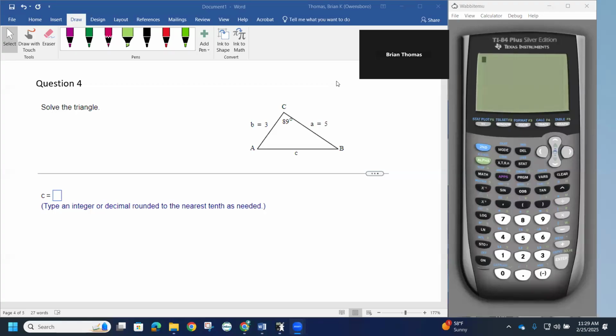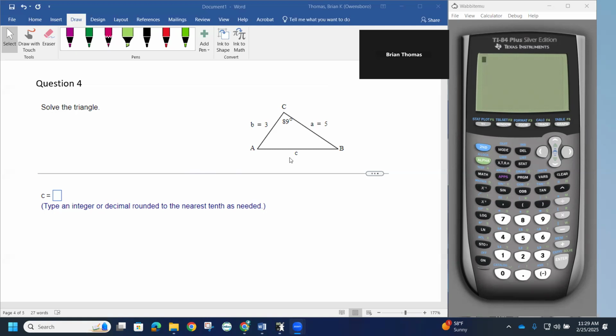So question 4 says solve the triangle. So right now we know one angle, so we need to find two angles. If we know two sides, we need to find a missing side. They ask us to find side C first.